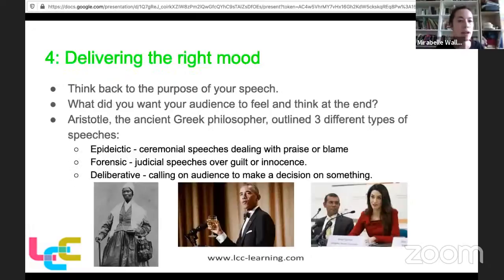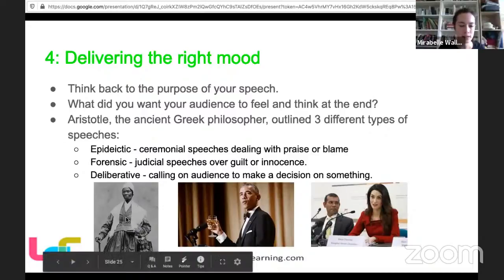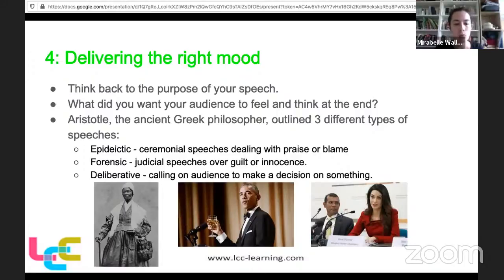Now we want to think about how to deliver the right mood. Okay. So think back to the purpose of your speech. What was your speech for? So when we looked at Sojourner Truth's speech on Monday, we identified some main aims and subsidiary aims. Now, I'll give you a few seconds for those of you who were there to try and remember what those were.